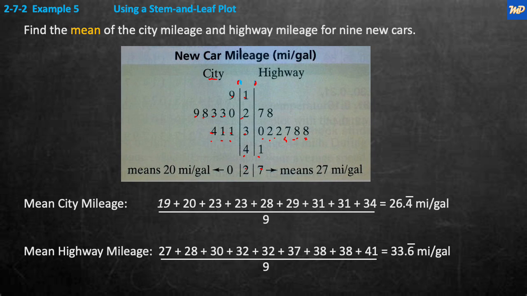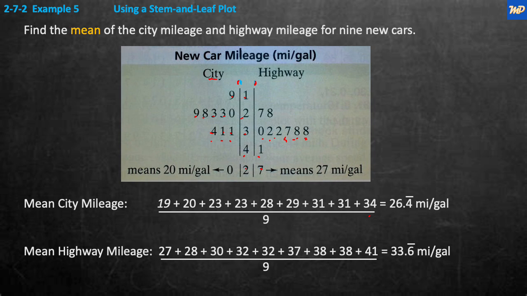Okay, so city mileage. We take the values. Here they are: 19, 20, 23, 23, 28, 29, 31, 31, 34. You can see them, started with a 19. Here's our city miles. We add all of those up and divide by 9, and we get 26.4 miles per gallon.